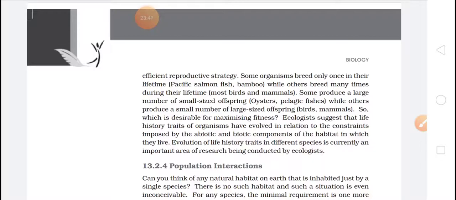So the evolution of life history traits in different species is currently an important area of research being conducted by ecologists. They are working on why the variations are seen in these organisms, and because of these variations the densities are increasing and decreasing. So why are these ratios or this exponential growth found in these areas and species?